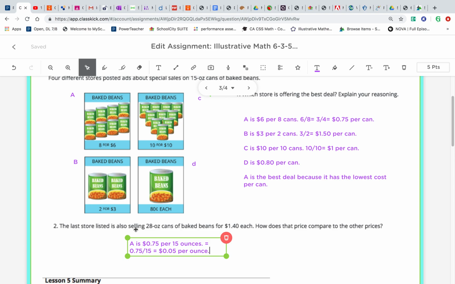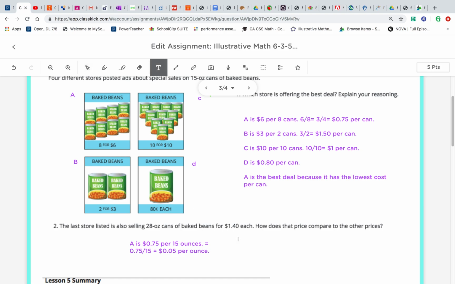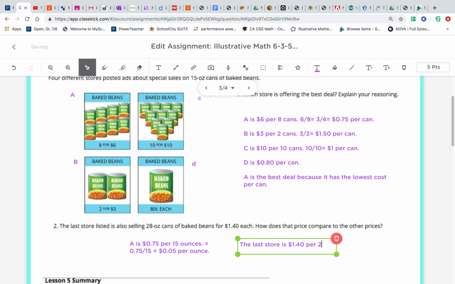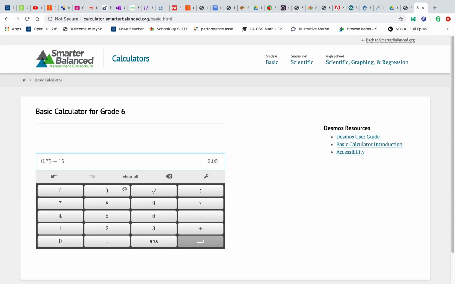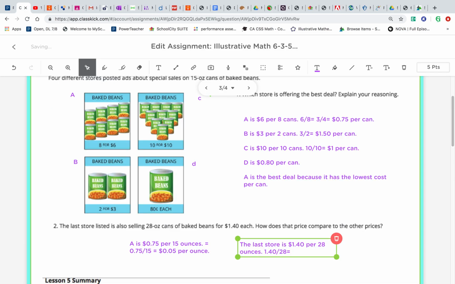Let's compare that to the last store. The last store is selling at $1.40 per 28 ounces. So that's going to be 1.40 divided by 28. If you work that out, we have 0.05. I think that's the same thing, right? Yes, it is. 0.05. So in this case, the price per ounce is going to be the same.